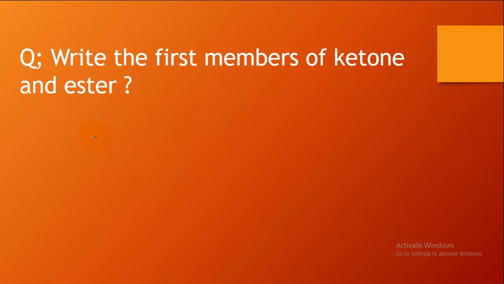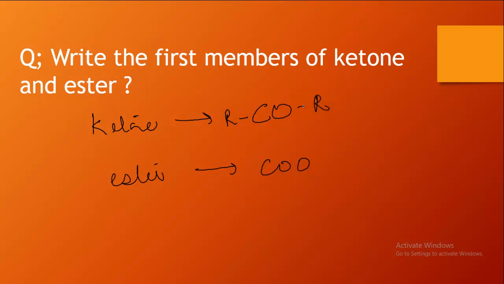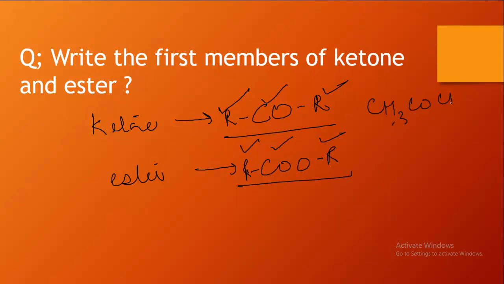Another question is, write the first member of ketone and ester. So first let us write their functional group. So if we write about ketone, the functional group of ketone is CO, and for ester it is COO. And the similarity between them is that they always possess alkyl group on their either side, so both of them. So that means the first member need to possess minimum 3 carbon atoms. So the first member of ketone will be CH3COCH3. That is propanone, or propanon, whatever you think.